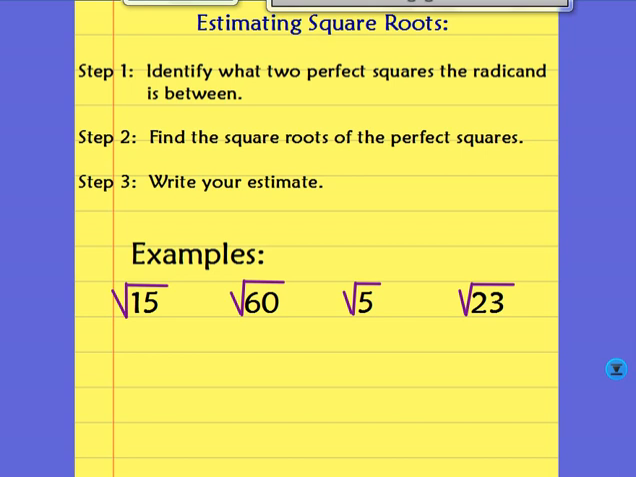Here are 4 examples. Example number 1 is the square root of 15. Thinking about the number 15, the closest perfect squares would be 9 and 16. The square root of 9 is 3. The square root of 16 is 4. Because 15 is closer to 16, we would estimate the square root of 15 to be about 3.8.